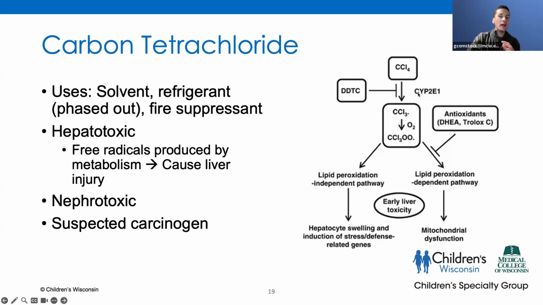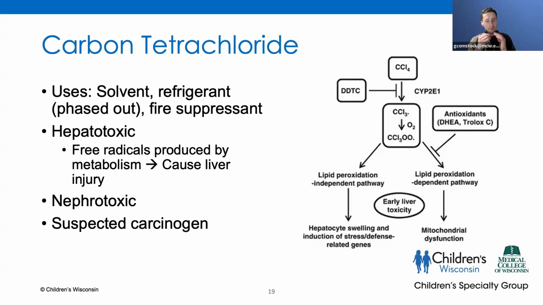Now, if you look at the enzyme responsible for metabolizing carbon tetrachloride, or if you want to sound cool, you can call it carbon tet, the enzyme responsible for metabolizing carbon tet to that free radical is CYP2E1. If you think back to acetaminophen, its primary oxidizing enzyme is also CYP2E1. So the reason this causes liver injury is that CYP2E1 is present in high concentrations in a certain zone of the liver. That's where carbon tetrachloride gets metabolized, where it produces its free radical, and that's why it causes liver injury.